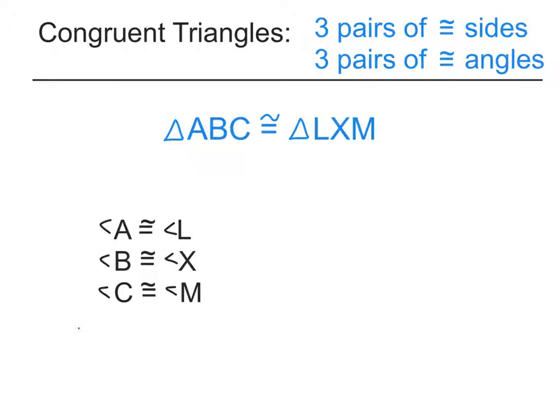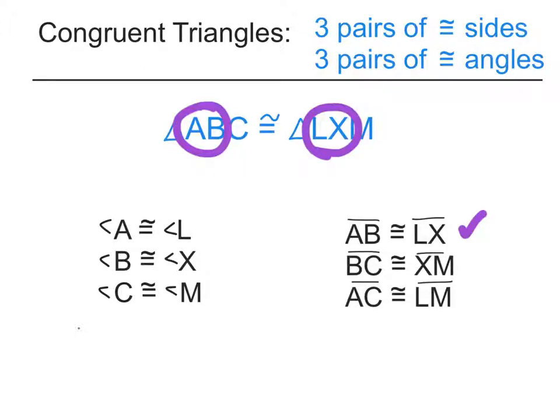How about the sides? Okay, so we should be able to look at the sides pretty quickly because we've already done this for the angles. So look at A and B are the first 2 letters here, and L and X are the first two letters here, which tells me that side AB must be congruent to side LX because they're in the same location in the congruent statement for the triangles. So here we go, side AB congruent to side LX.